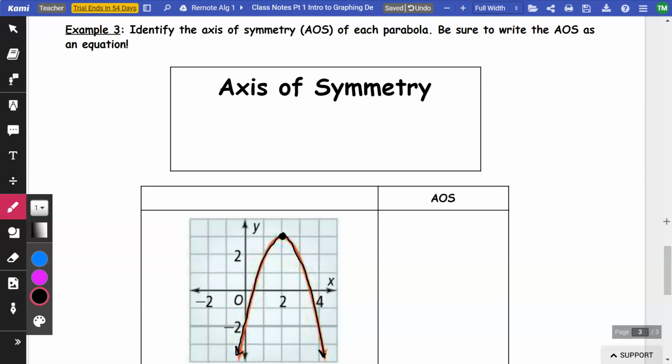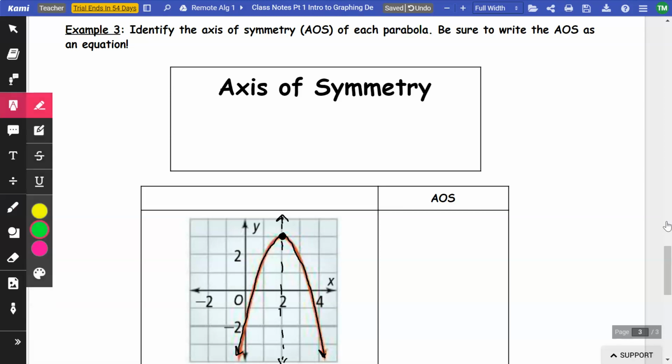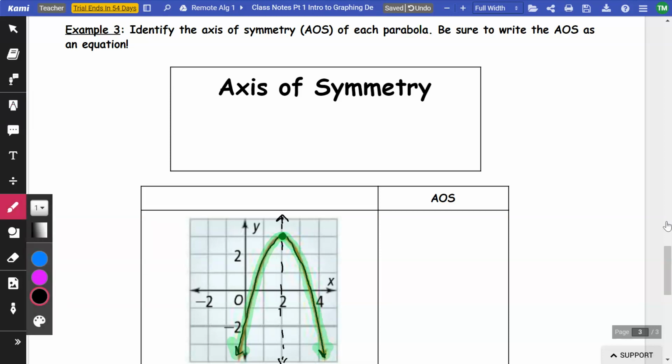So if you drew a dashed line through the vertex, that line splits this parabola perfectly in half. And that line takes this half of the parabola and reflects it over to the other half of the parabola. And we call that line a line of symmetry. And when we talk about parabolas, we call it specifically the axis of symmetry.